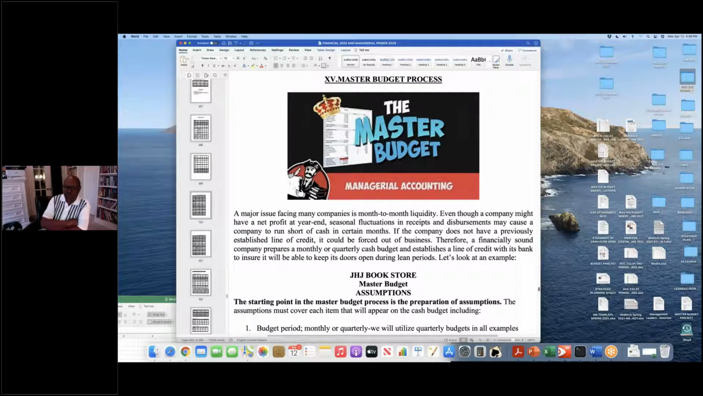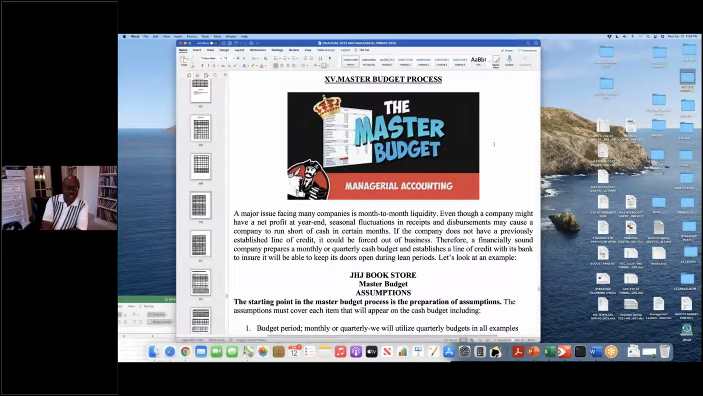Major issue facing most companies is month-to-month liquidity. So even though you might have a profit, because your receipts and disbursements vary during the year, and a lot of times profits come in the last couple of years, you still have to pay your bills. So just like you personally got to pay your rent every month, I don't care what might be coming in, a company's got to pay its rent, it's got to pay its employees, and it has to do that every month.